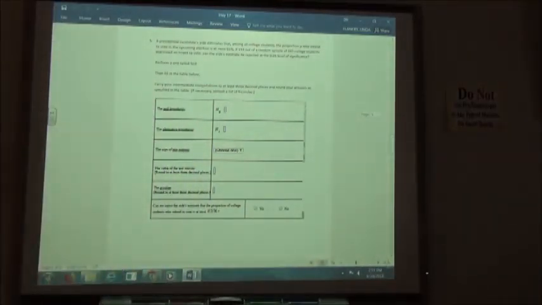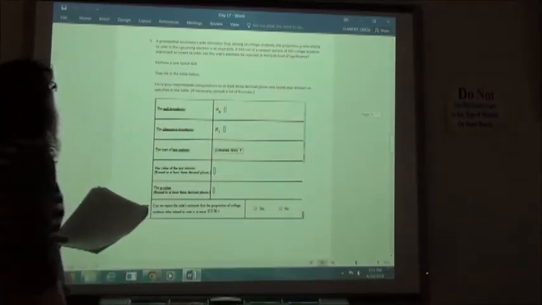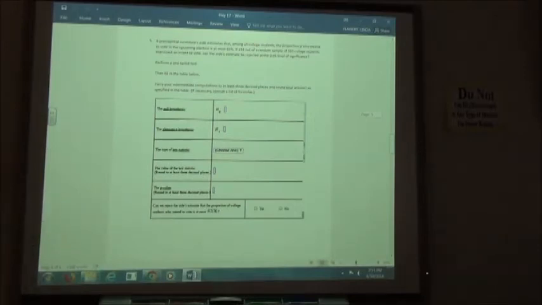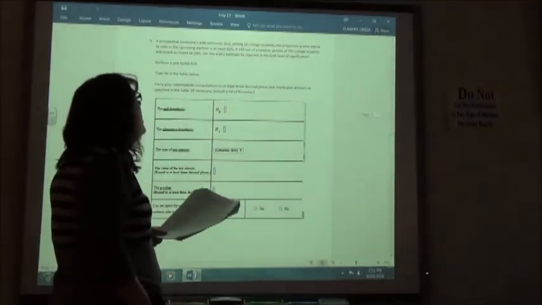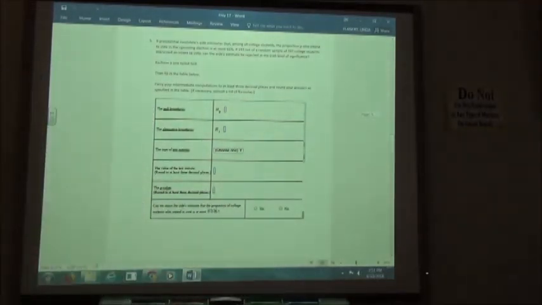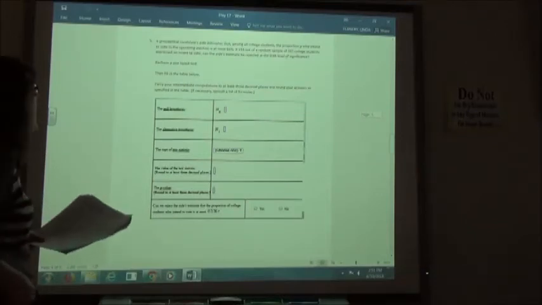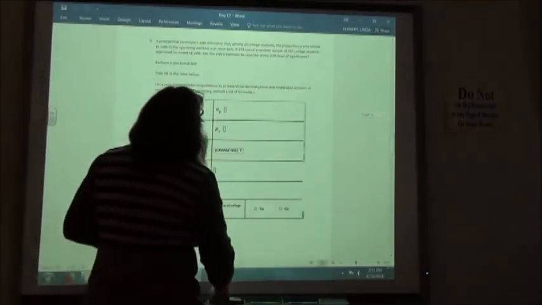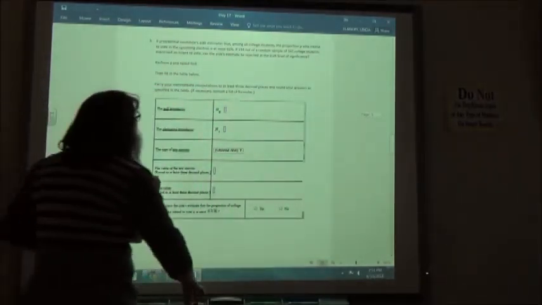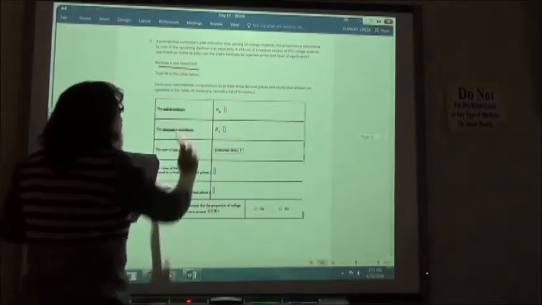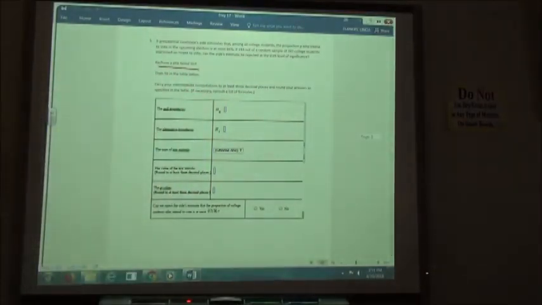A presidential candidate's aide estimates that among all college students, the proportion P who intend to vote in the upcoming election is at most 65%. If 193 out of the random sample of 265 college students express an intent to vote, can the aide's estimate be rejected at the 0.05 level of significance? Perform a one-tail test. We're doing a one-tail test because we're using the words at most 65%.